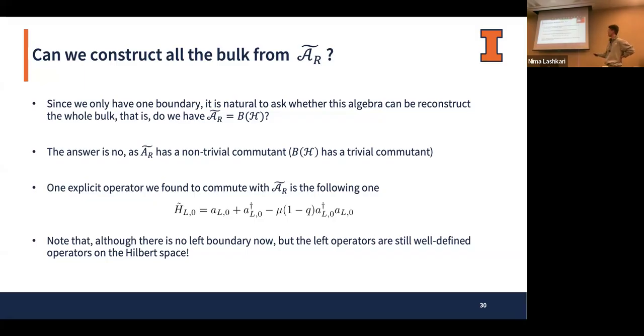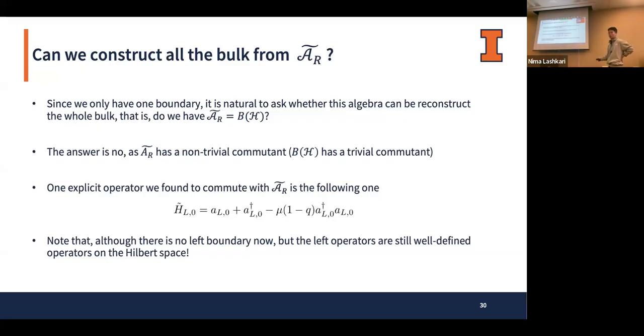Why? Because we have identified this operator. If you substitute this operator, you can verify that it commutes with all the generators of the right boundary algebra. And you might ask why there are still left operators, despite the fact that we just have one right boundary and no left asymptotic boundary. The answer is that, despite not having a left asymptotic boundary here, these operators are still legitimate bounded operators on the Hilbert space, so we can still construct that operator. The reason I'm constructing this operator is just to show that A_R tilde is not B(H).